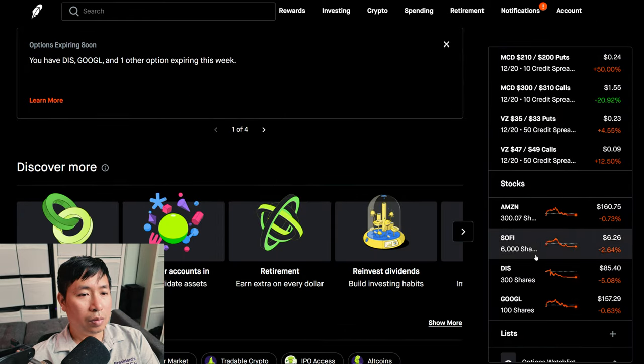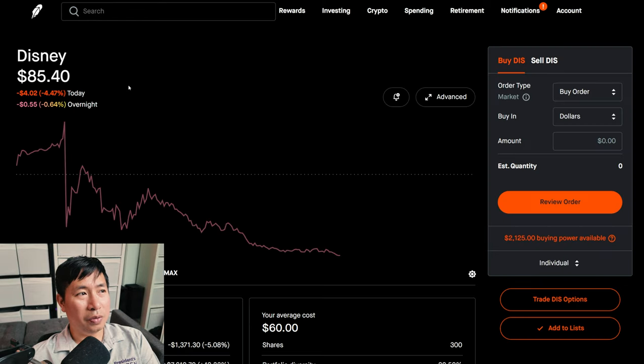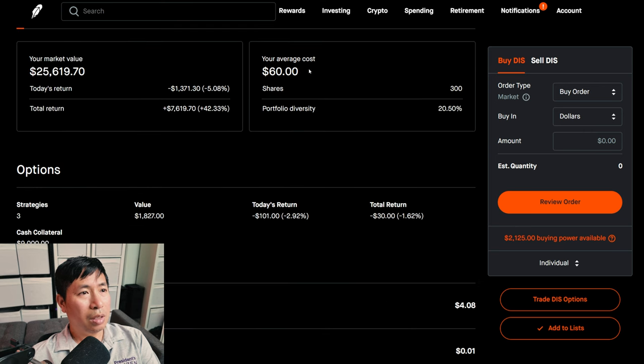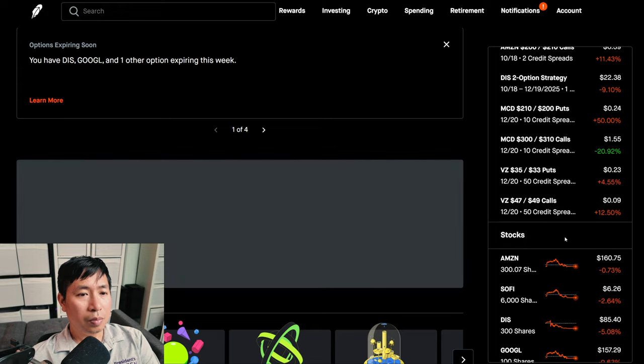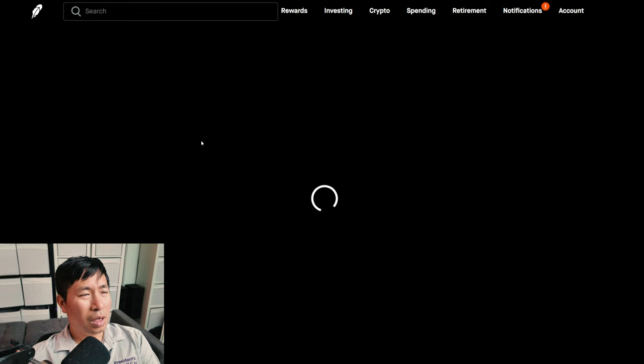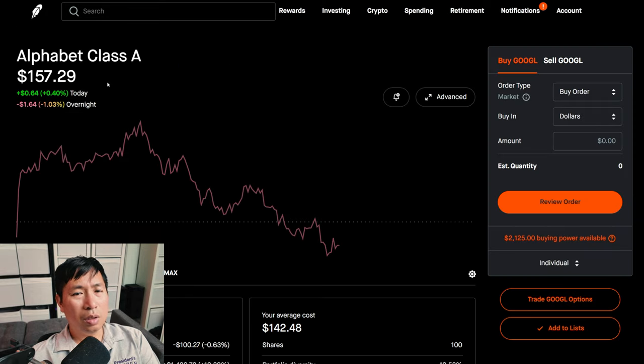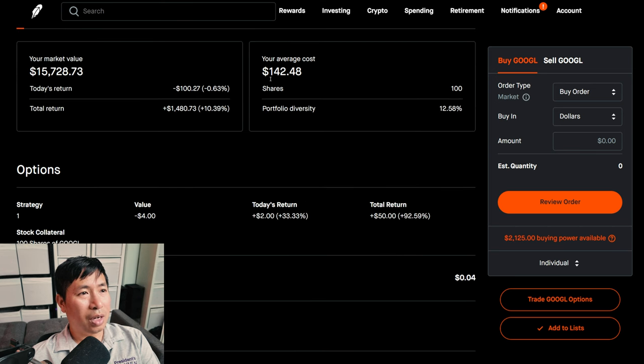I have 300 shares of Disney. Disney is at $85.40. My average cost, $60. My total return, $7,619.70. I have 100 shares of Google. Google's at $157.29. My average cost, $142.48. My total return, $1,480.73.